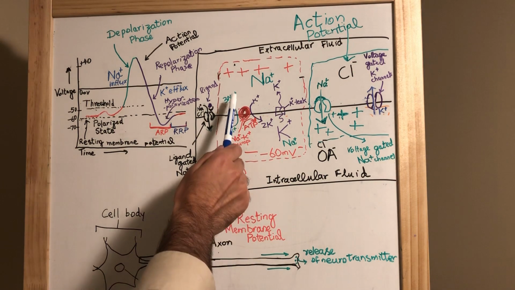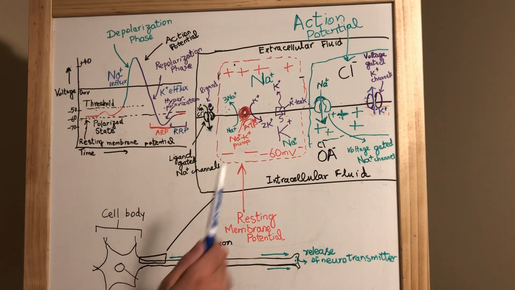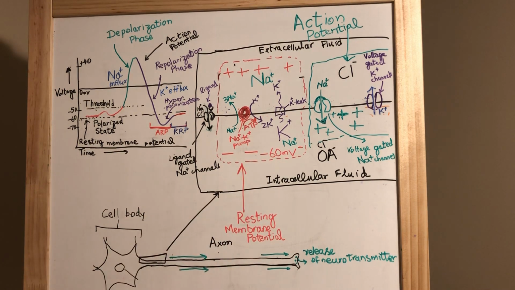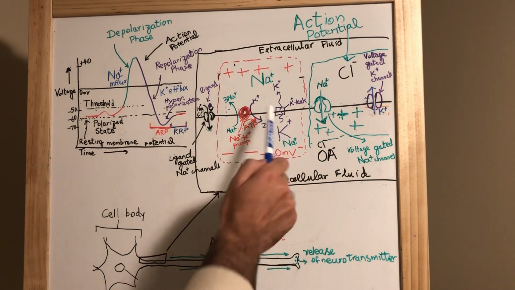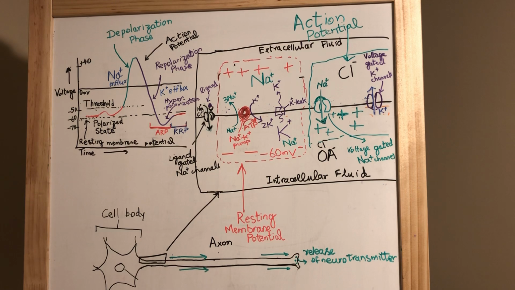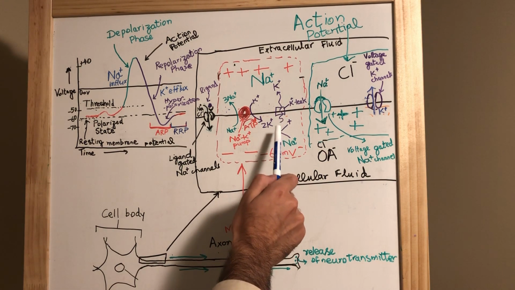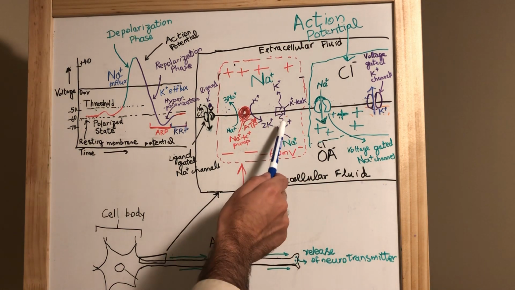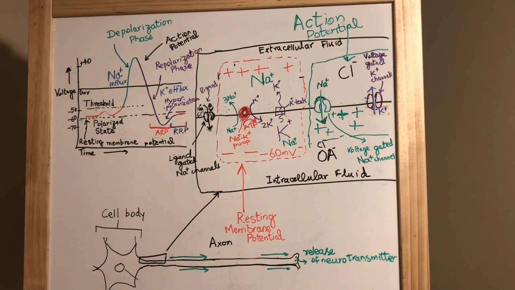Moreover, as 3 sodium ions are exchanged for 2 potassium ions, there is a net loss of 1 positive ion on the inside of the cell with each cycle. There are some other protein molecules called potassium leak channels, which allow the free diffusion or leakage of potassium ions through these channels into the extracellular fluid at a very slow rate.